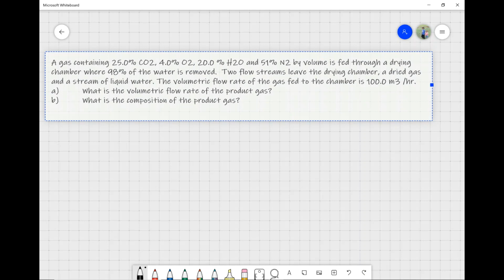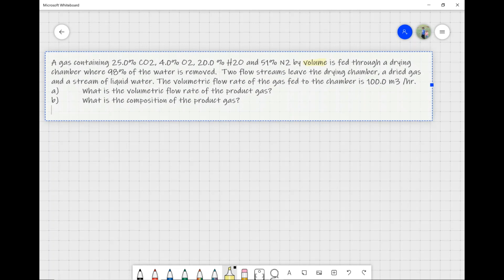And so it says a gas containing 25% CO2, 4% O2, 20% H2O, and 51% N2 by volume. So that's a key thing. So we're getting some information there. So we're getting a composition, and then we're getting by volume. So we're getting how it is broken down. Okay. And so that gives us a clue of the units.